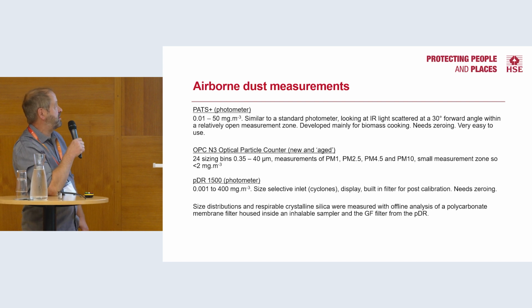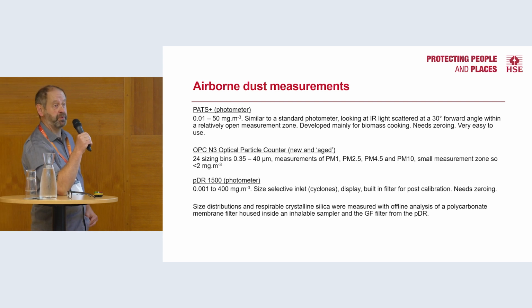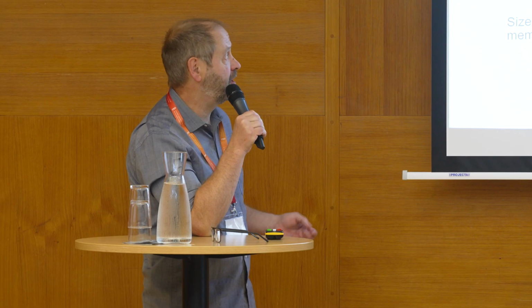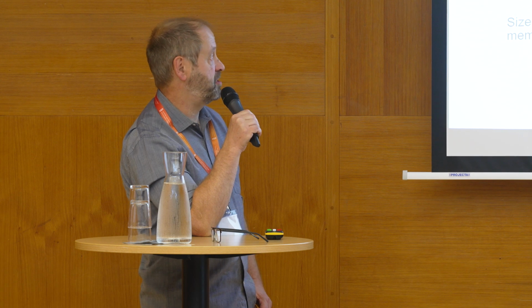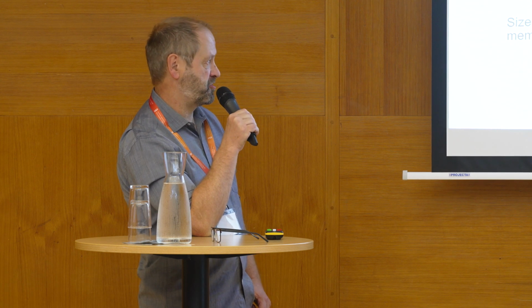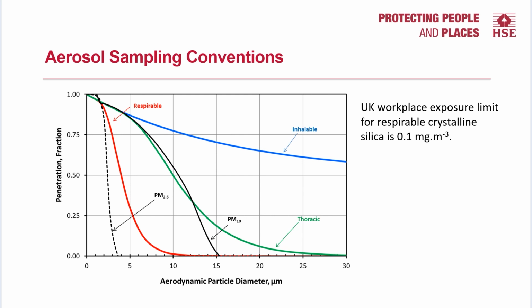And then the laboratory photometer that we used is the PDR 1500, and you can see it's got a much higher concentration range. It has size-selective inlet cyclones. We get a real-time display, and we've got a filter for post-calibration. So that shows one of the main advantages of laboratory-grade optical particle counters and photometers compared to these cheaper versions. We also did size distribution and respirable crystalline silica measurements, some of which Jackie mentioned.